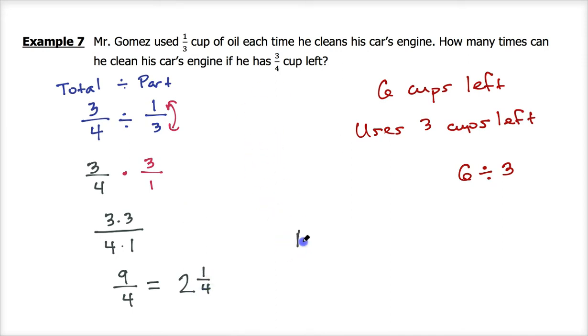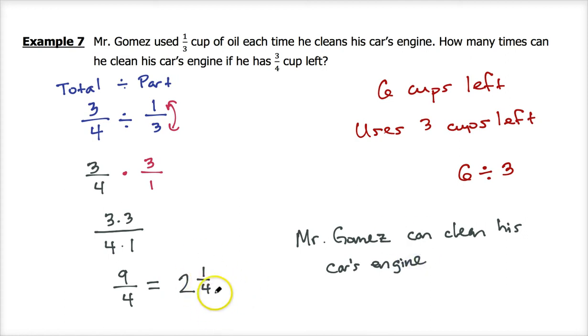Okay, so we would say that Mr. Gomez can clean his car's engine... How many times would we say he could clean his car's engine? Well, you can't really clean an engine 1/4 times. So this is a problem where, because of the context of the problem, because we're giving the number of times he can clean his car's engine, we would need to round this answer. If he can only clean it 2 1/4 times, really he can only clean it 2 times. It means that he can clean it 2 times, but not 3, because 2 1/4 is between 2 and 3. So for our answer for this problem, we would say 2 times.